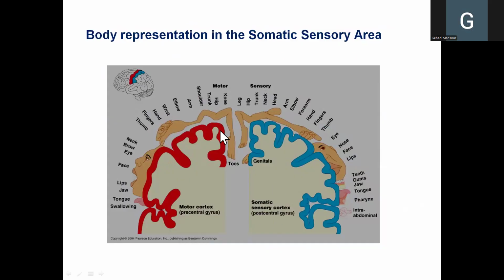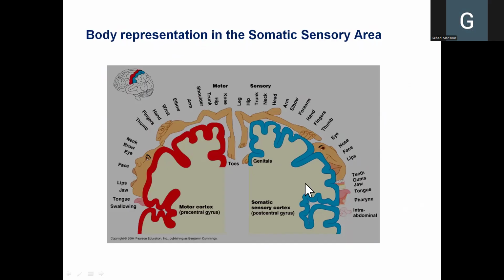If I ever ask you about the representation of the body in the motor area or in the somatic sensory area, you would say that, first of all, there is an upside down representation, meaning that the face is lower down and the legs are upper. And on the other hand, there is something else, which is the disproportionately large area that is dedicated to the face, to the mouth, to the lips, and to the hands.